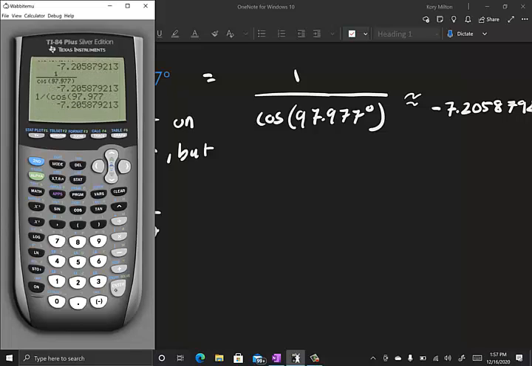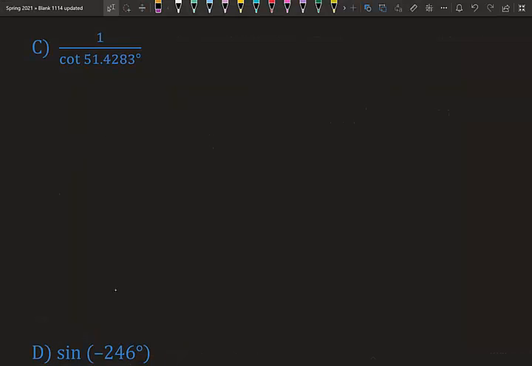And there we go, same answer. Alright, part C, we have 1 over cotangent of 51.4283. So cotangent is not on your calculator. It's not. But we know something about cotangent. 1 over cotangent theta is the same thing as tangent theta. So tangent is on the calculator, so let's just take the reciprocal of this to find out our value.